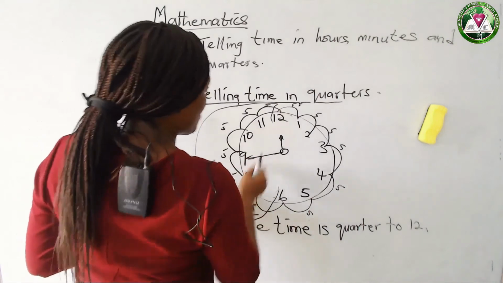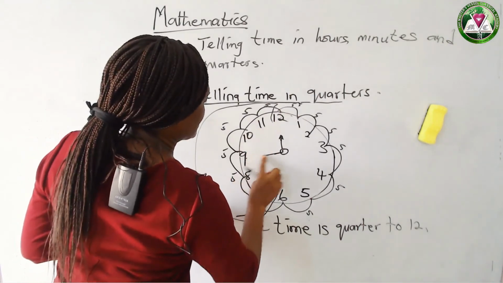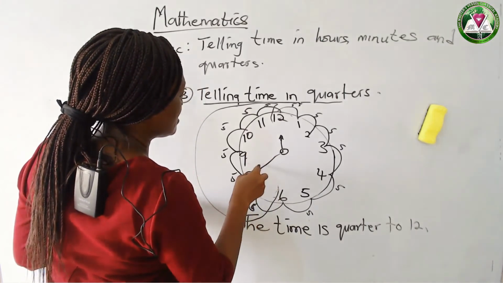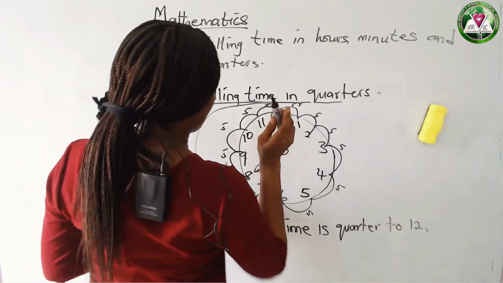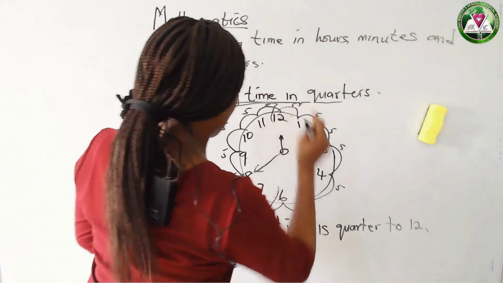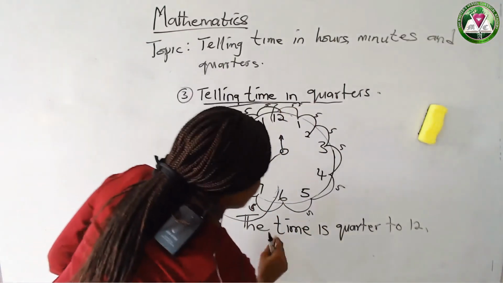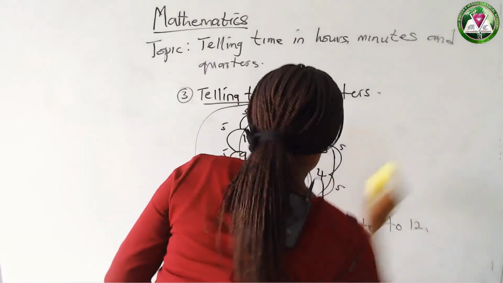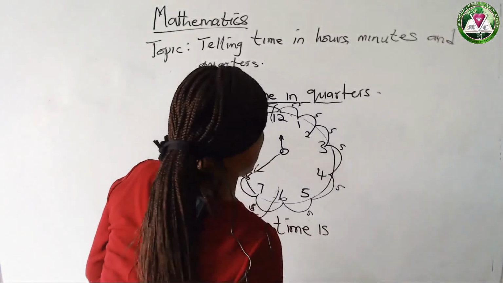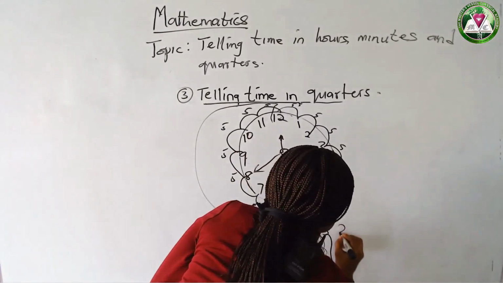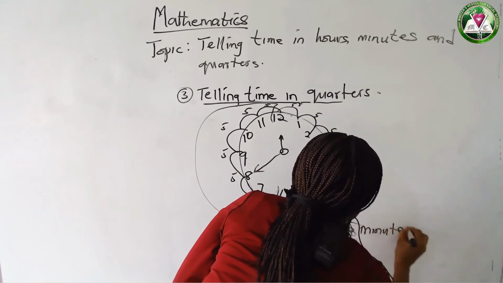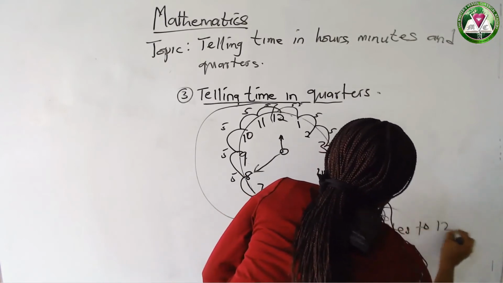Then, assuming the long hand is at 20 and the short one is at 8, this one is now 20 minutes to 12. The time has changed. The time is 20 minutes to 12.